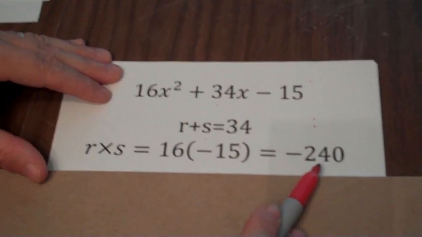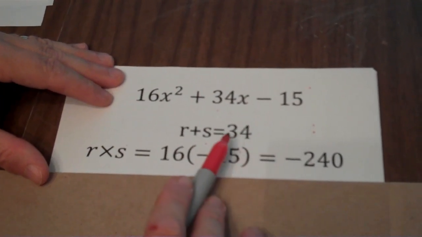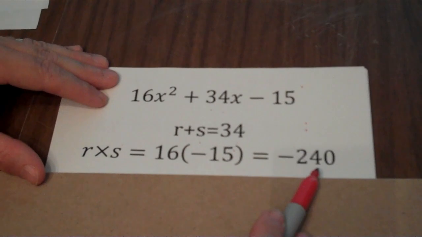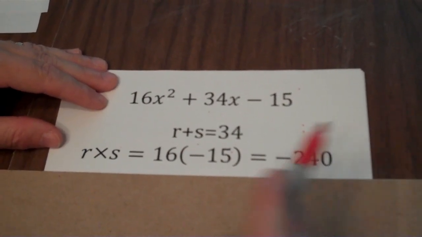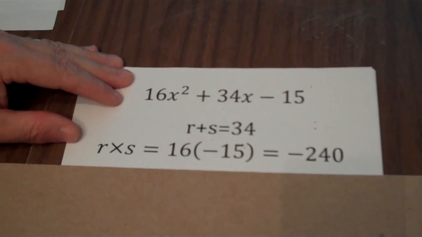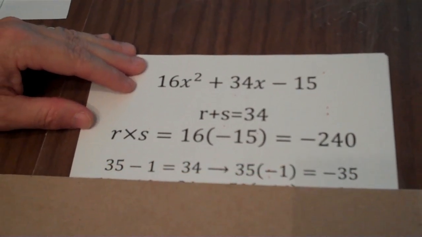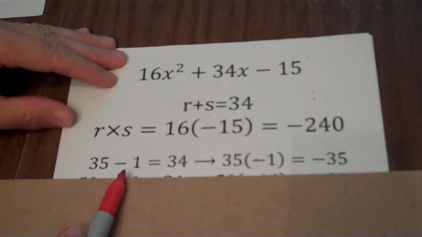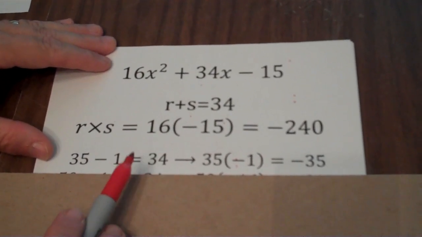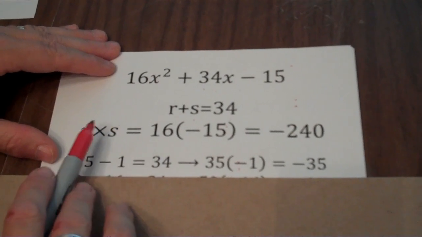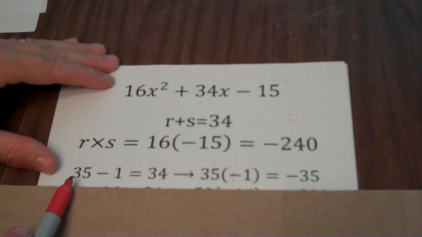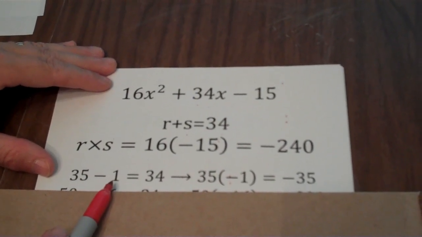So I'm looking for two numbers, R and S, that add together to be 34 and multiply together to be negative 240. Or if you want to be a little more technically correct, they have a sum of 34 and a product of negative 240. So let's try the easiest thing I could think of. Notice that one of the numbers must be positive and one must be negative, because R times S has a negative product. So in this case, I'm going to use 35 and negative 1.